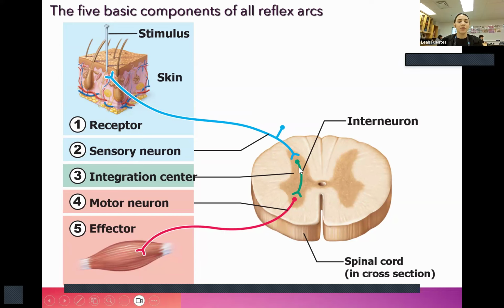And specifically, I don't think I have an image of the reflex arc model on this PowerPoint, but we do have it in our lab, and it's that really big gray model, like I said. You do need to be familiar with that model as well. So I would also know the order that these occur.